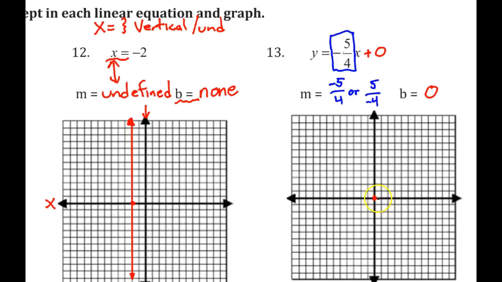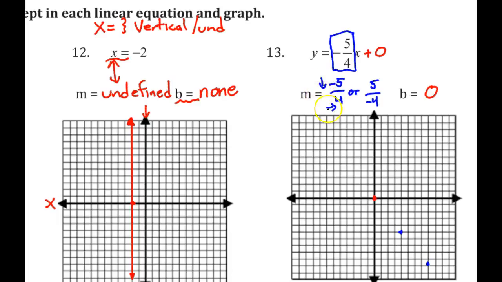Then you're going to go down 5, right 4. So let's start here and go down 1, 2, 3, 4, 5 to the right 4. 1, 2, 3, 4. And let's repeat that one more time. 1, 2, 3, 4, 5. And 1, 2, 3, 4. There we go.